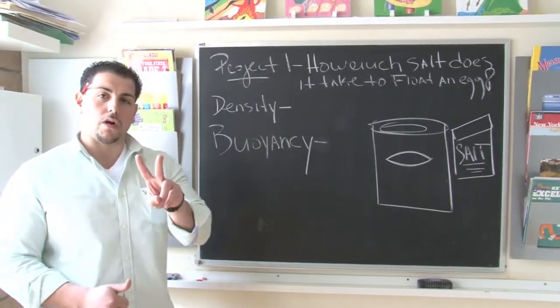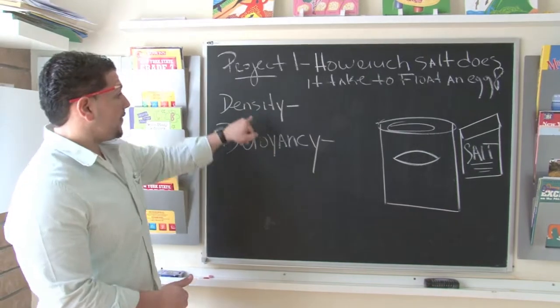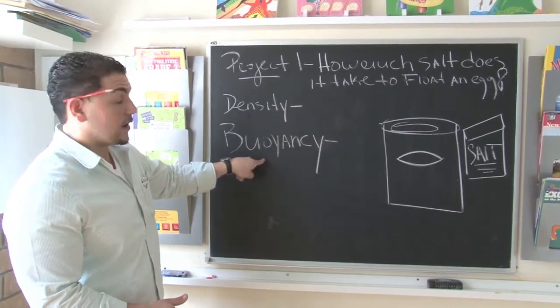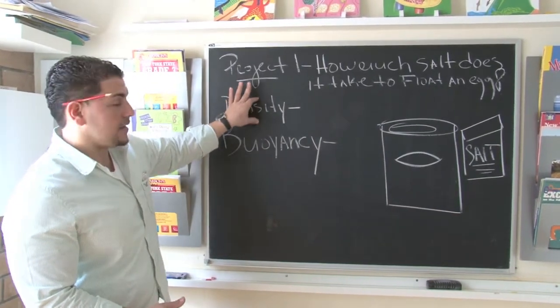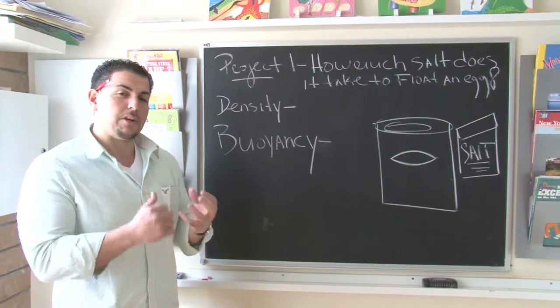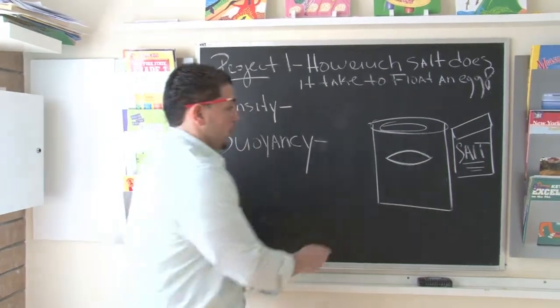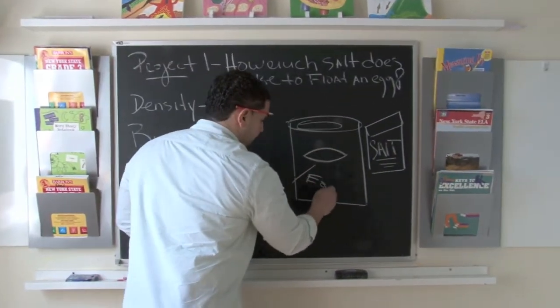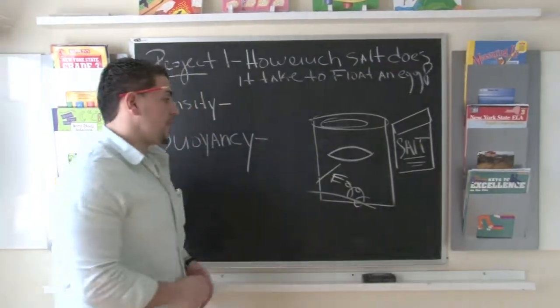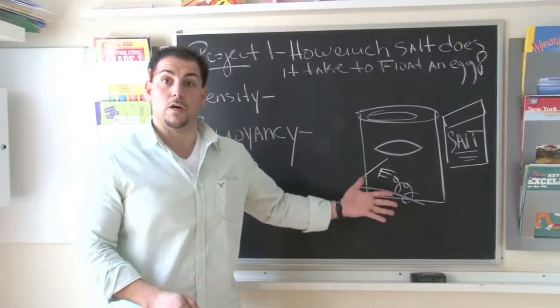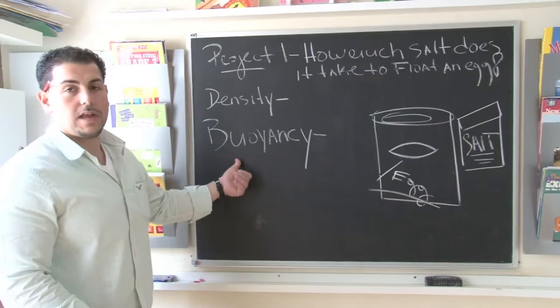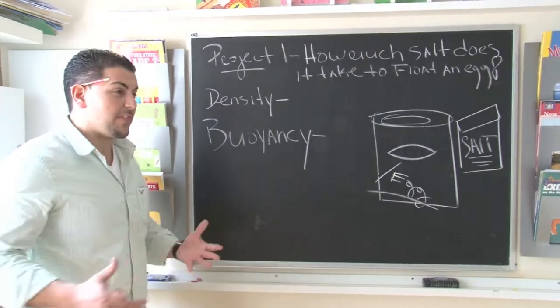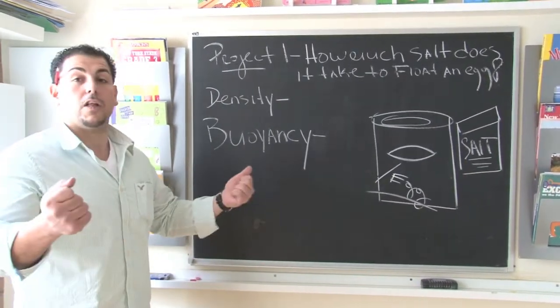Now, there are two key words that you probably learned in your class. The first one is density. The second one is buoyancy. Density talks about the mass, or how much the object weighs. In this case, we're talking about the egg. So what we're trying to figure out is how we're going to get this egg to float. The other thing is buoyancy. When you think about buoyancy, you think about the ability of making something float.